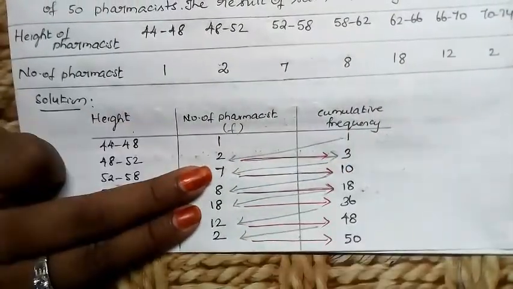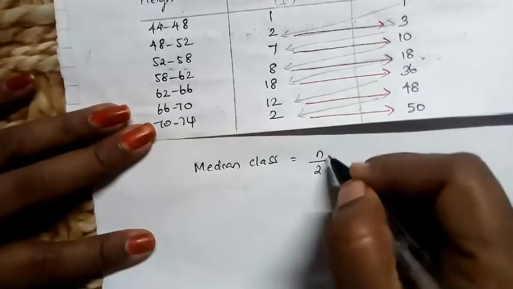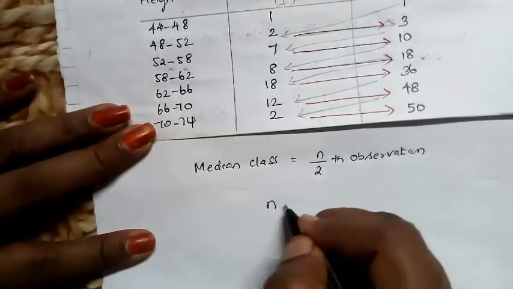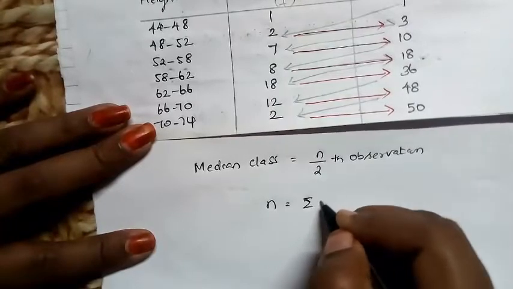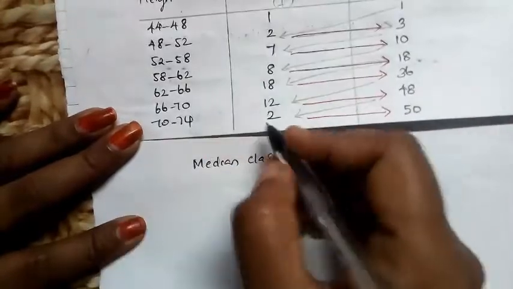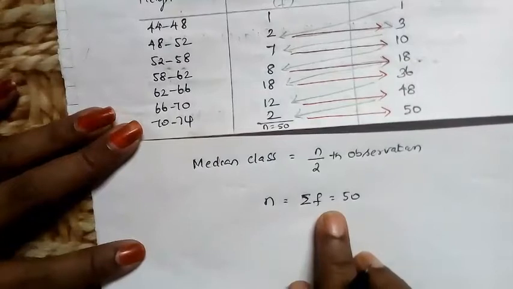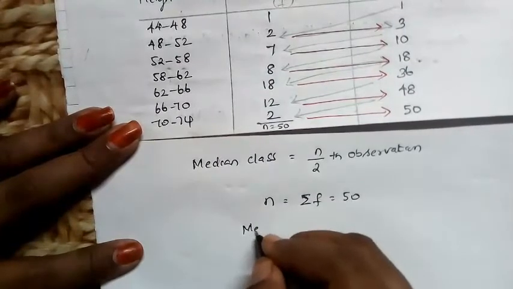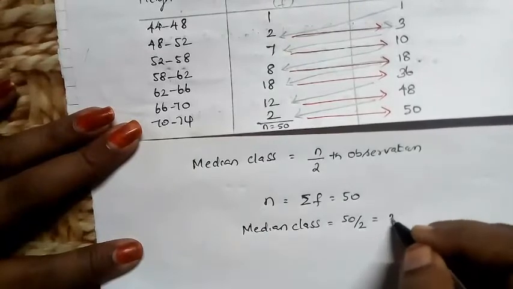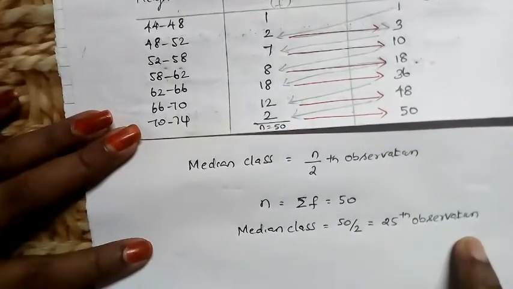Then you have to find out the median class. You have to find out the class in which the n by 2th observation lies. And the value of n is the summation of the frequency. So when you add up all these things, you'll be getting the value of n, which is 50. After getting n, the median class is equal to 50 divided by 2, which is 25. So the class in which the 25th observation lies is the median class.